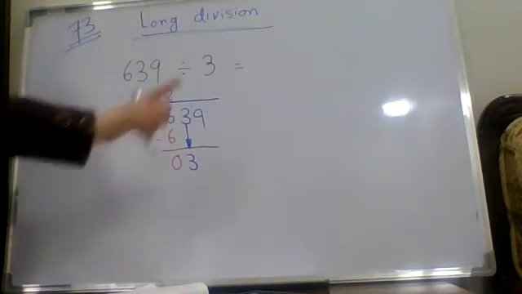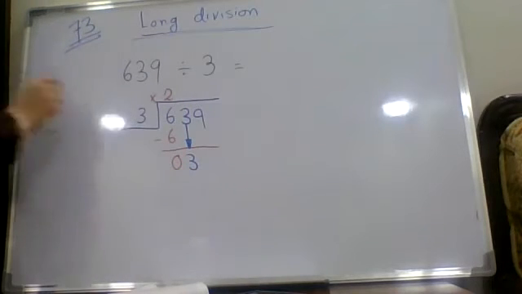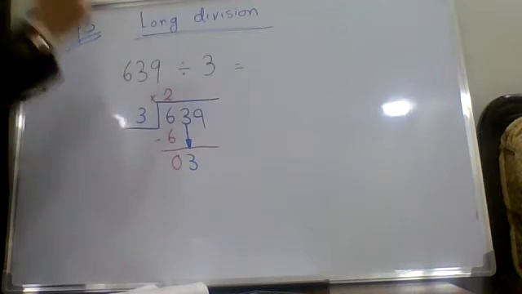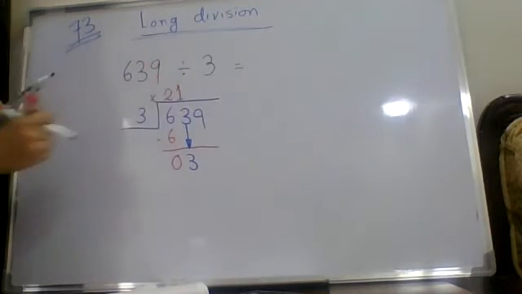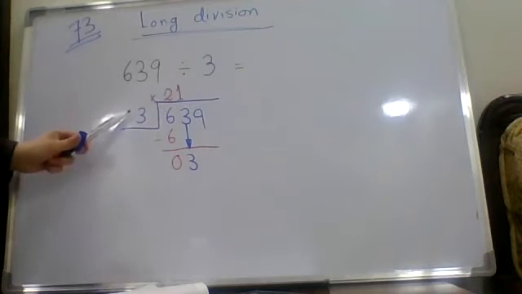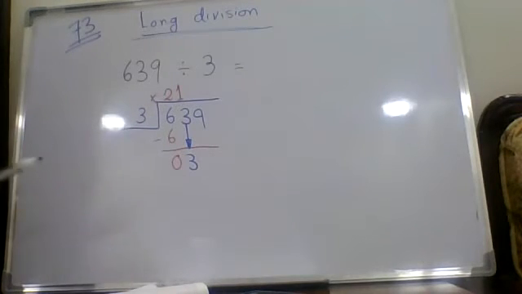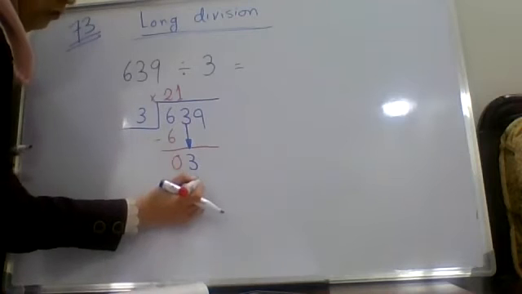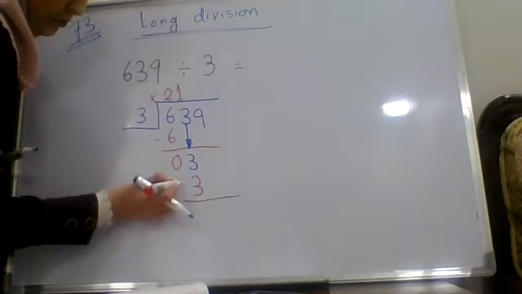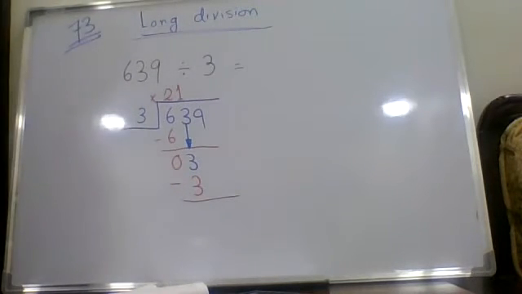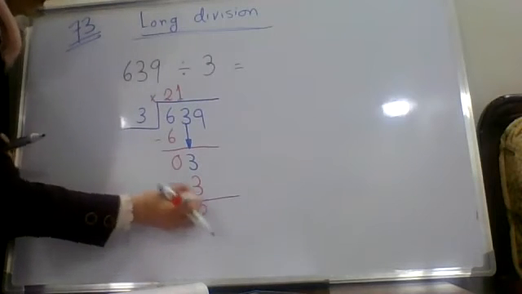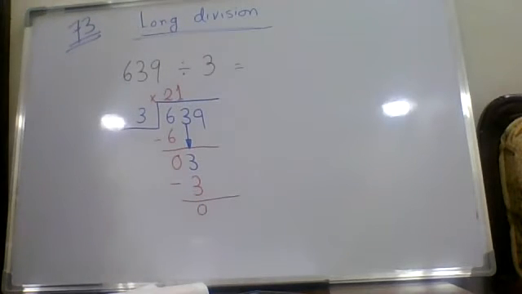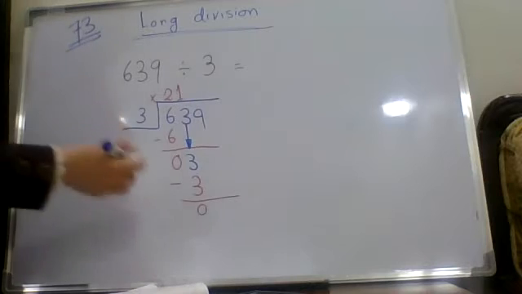Again, we ask ourselves, how many 3s inside this 3? I have only one 3, so I write in the answer, focus with me, 1. 1 times 3 equals 3. So I write 3 over here, and I subtract again. 3 take away 3 equals 0. Am I done? No, not yet. I still have the 9. Now I have to check the 9.